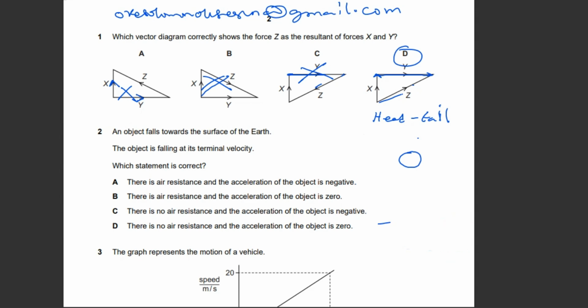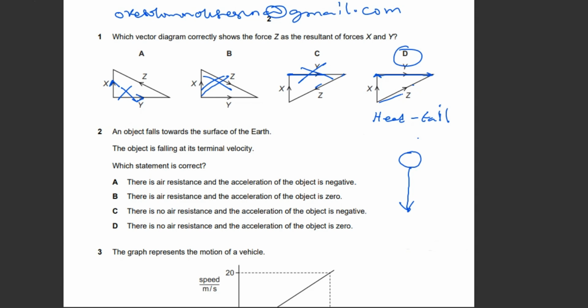So this object is falling under gravity because it's on the earth and there's gravity on earth, so gravity is pushing it down, causing it to be accelerating. So at the start of the fall, this object is accelerating.